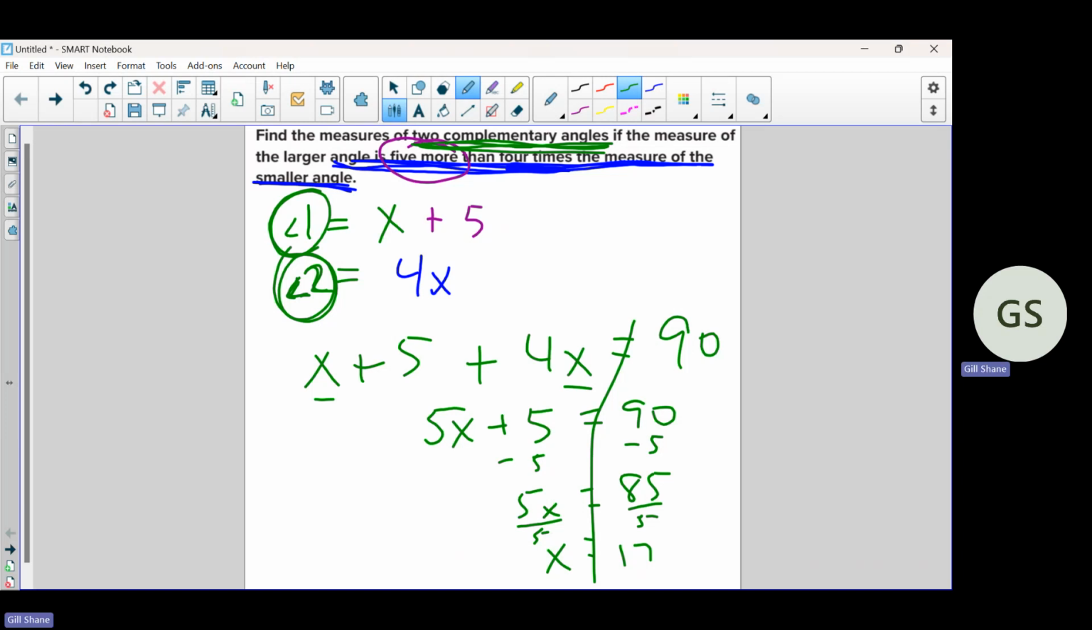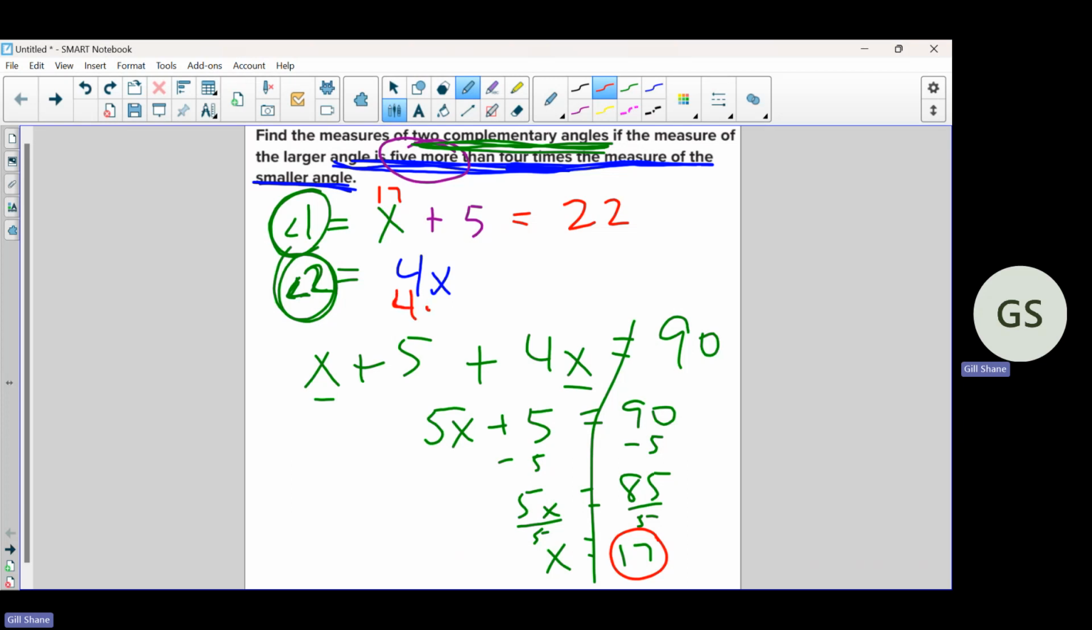So if I add 5 to x, change color. So this angle would be 22. Again, I'm just taking 17, putting it here, plus 5. So that angle should be 22. And then I'm going to take the other one. Do not just subtract that from 90. That doesn't work because you're not using the equations you set up, which is what might be incorrect. If you just subtract it from 90, it could wind up looking like it works, but it's because you didn't plug it in. You just subtracted from 90.